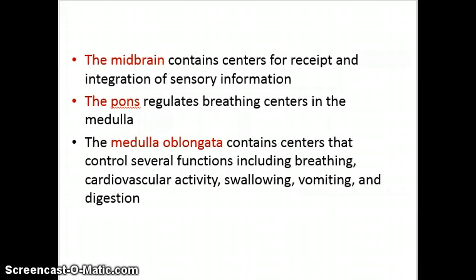So those three different portions of that brainstem are divided again by function. The midbrain is going to have the center for the integration and the receipt of sensory information, which makes sense as it's coming up through the spinal cord from the peripheral nervous system into the central nervous system. We have to have that sensory information processed. And so that's going to be received and processed in the midbrain. And then the pons regulates the involuntary things like breathing. And the medulla oblongata contains centers that control things like breathing, cardiovascular activity, swallowing, vomiting, digestion. So again, things that we don't have to think about and process are done and handled in this lower portion of the brain.